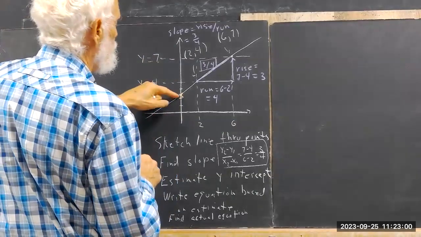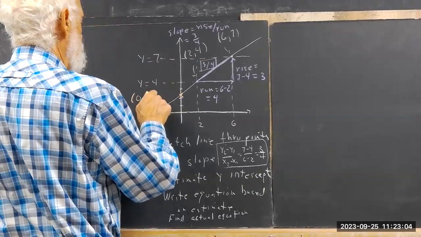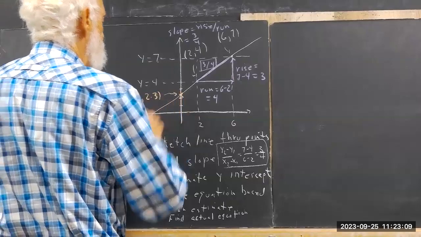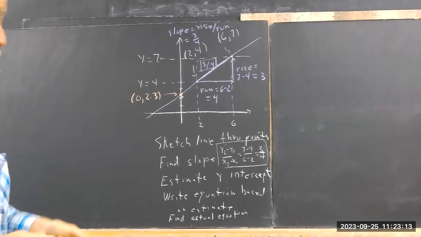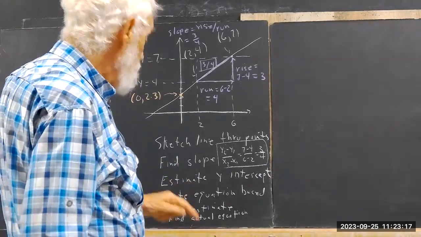Okay, so we estimate the y-coordinate here. It's closer to 2 than it is to 3. So I'm going to estimate it's 0, 2.3. Okay, does that make sense? Reasonable estimate? Okay, now we want to write an equation based on our estimate.